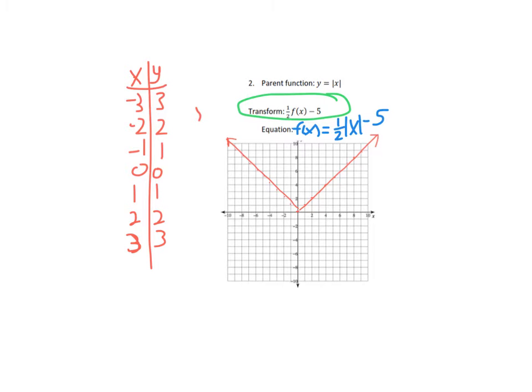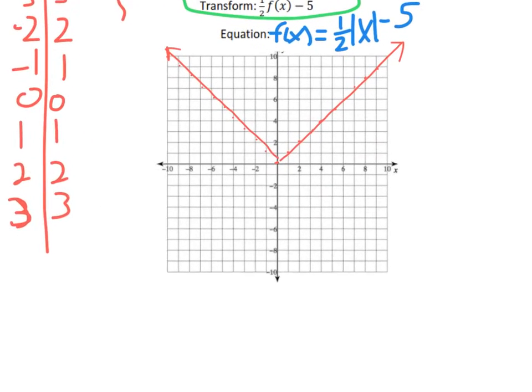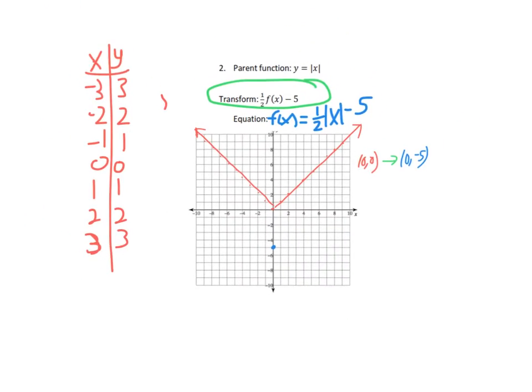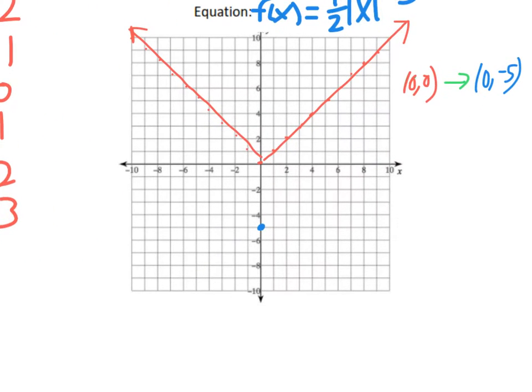So two things are happening here. We have a vertical compression, and we're shifted down 5 units. And so we're going to start at (0, -5), because the original vertex, which was (0, 0), has been shifted so that we're now at (0, -5). And then instead of going up 1 over 1, we're going to go up 1 over 2, because that slope has changed from 1 to 1/2.